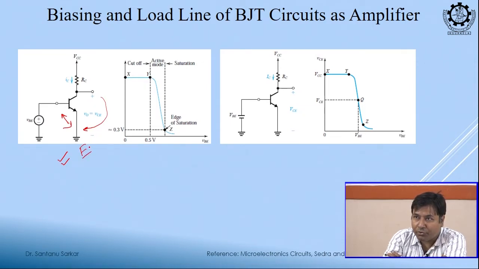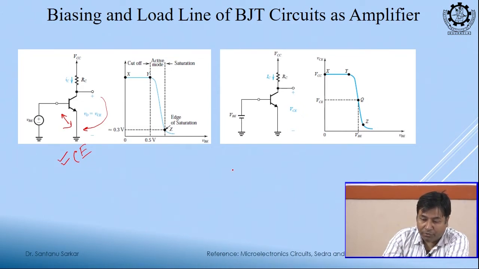Emitter is common. Emitter is also in between the input side and the output side, and it is grounded. So, this is common emitter. You just see that the input is given to the base, so it is not common base. The output is taken from the collector, so it is not common collector. What is the remaining terminal that is grounded? Emitter. So, emitter is common.